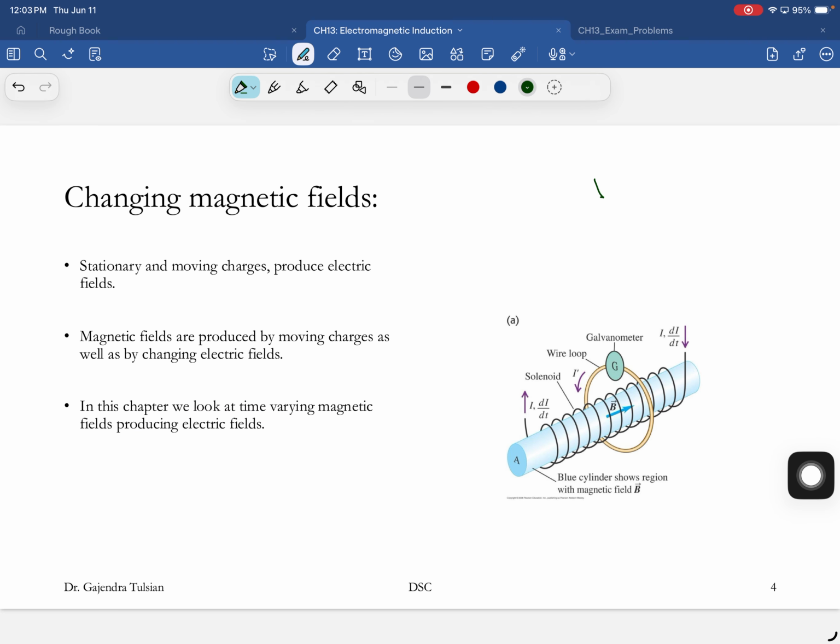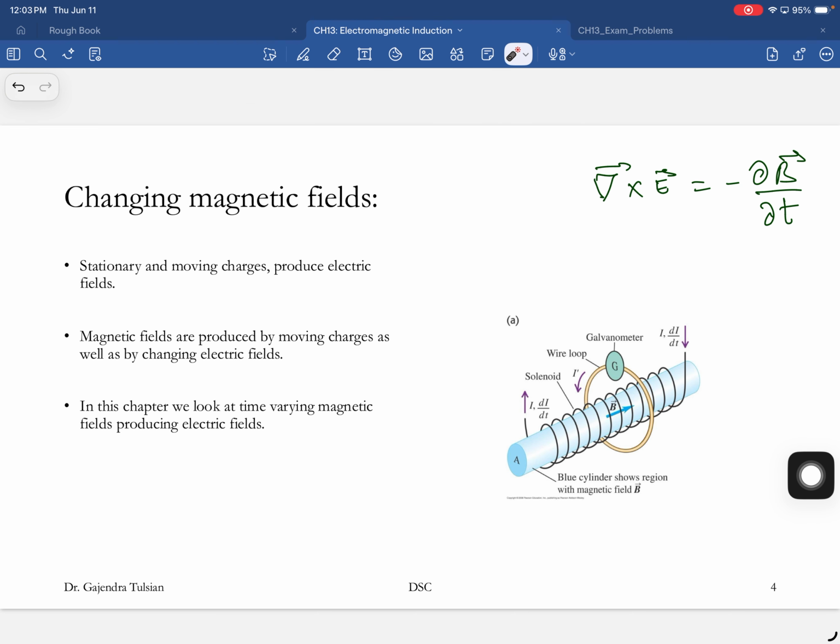So curl of E equals minus the rate of change of B. That's what we're studying. For instance, here's a current flowing through a solenoid that's producing a magnetic field, and if you change the current, this magnetic field changes, and that'll induce a current in the surrounding coil.